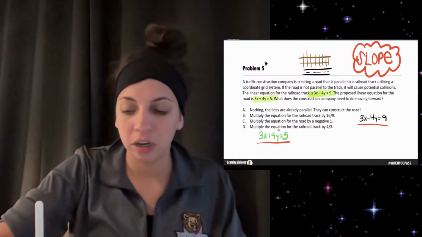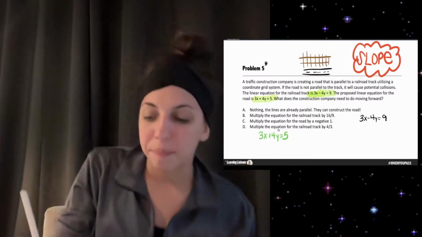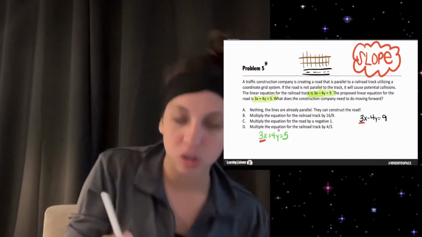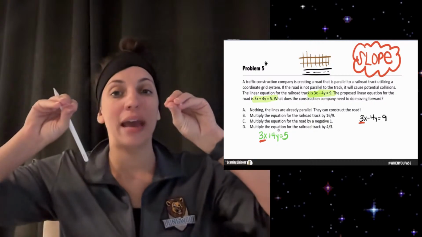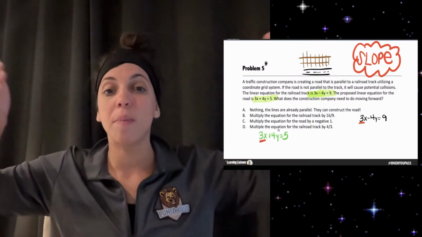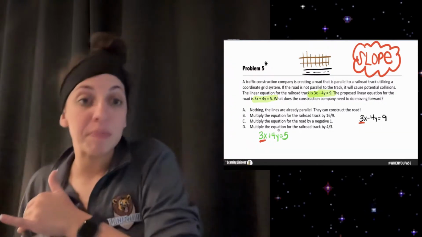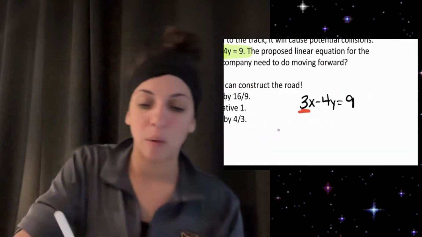Number one error people are going to make, they are going to say that these lines are parallel because they have the same slope, because they both have a 3x. Just because they both have a 3x does not mean they have the same slope, because this is not slope-intercept form. Let's manipulate these equations to make it that way.